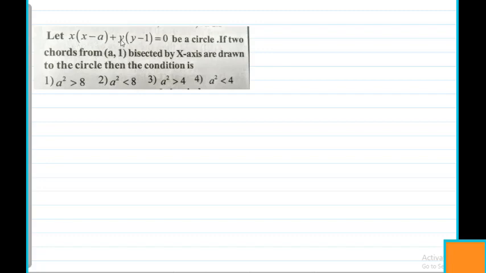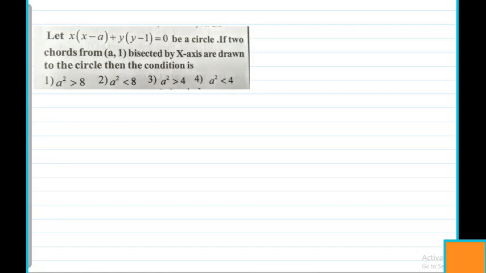Let x times (x minus a) plus y times (y minus 1) equal 0 be a circle. If two chords from (a, 1), which is a point on the circle, bisected by the x-axis are drawn to the circle, then the condition is... So what conditions make this situation happen?